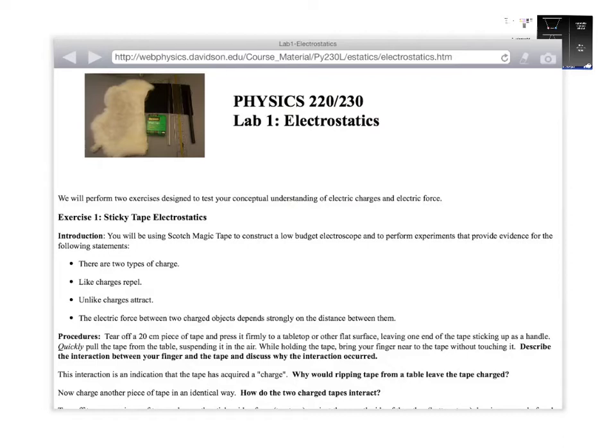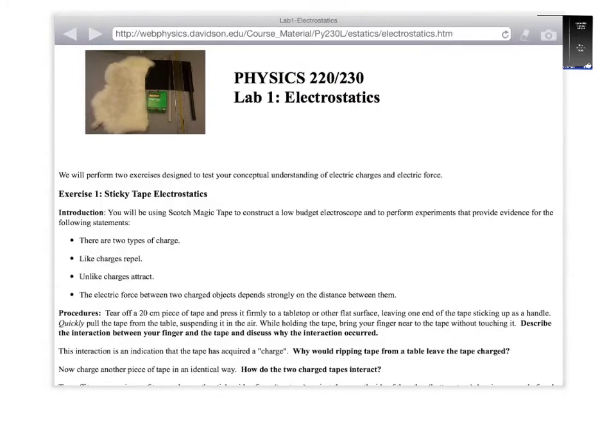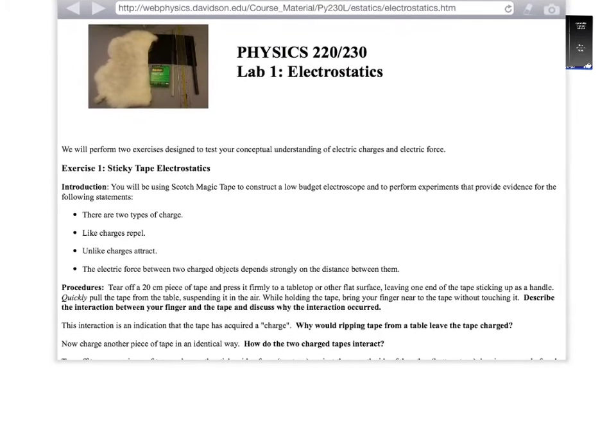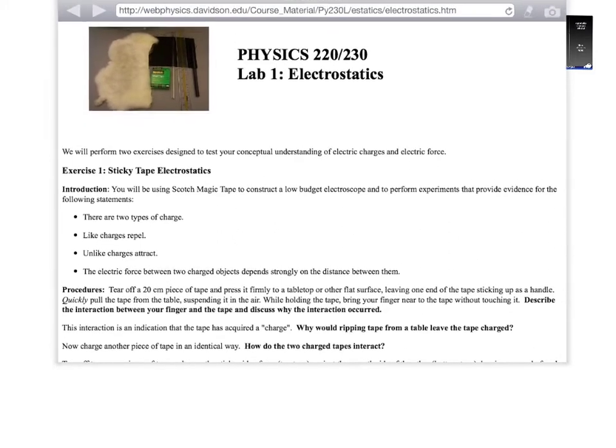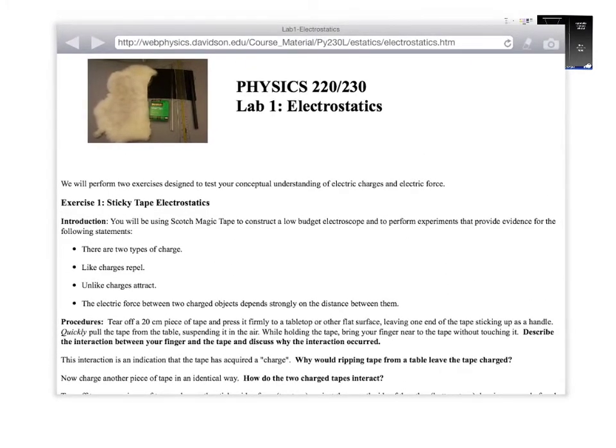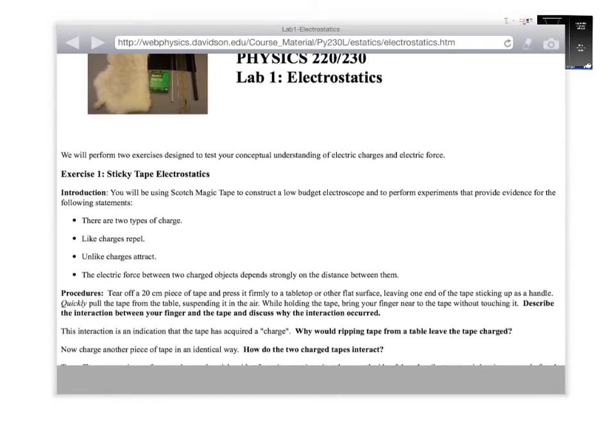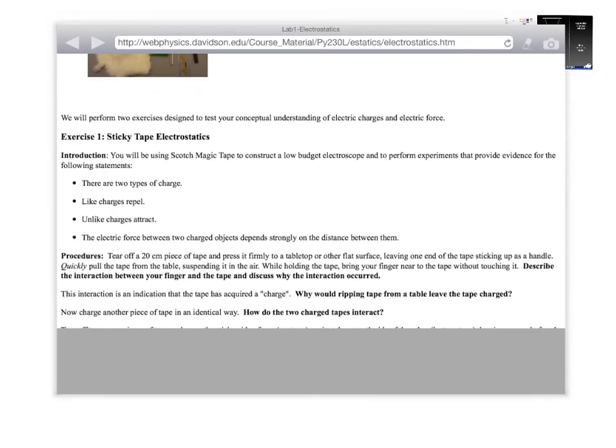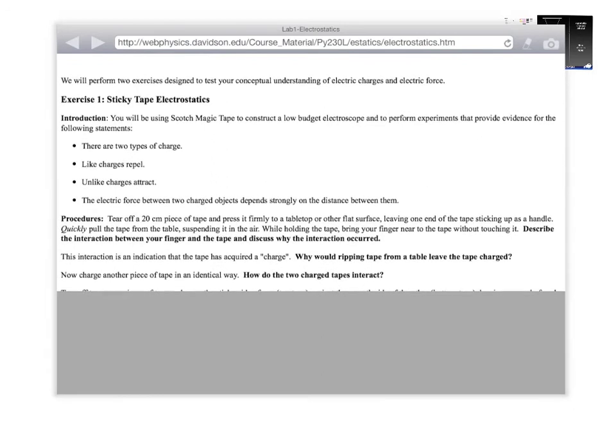Basically, you stick a piece of tape to a table, make sure you fold a small section of it over to make a little bit of a handle, and then stick another piece of tape on top of it. It needs to be set up so that the sticky side of one is on the non-sticky side of the other. So press down well and then take them both off the table.